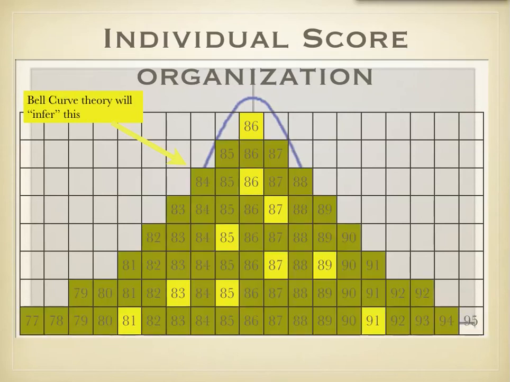Well, the bell curve theory would suggest you'd be able to infer this kind of distribution, even though you only had a few of those scores that you were able to collect. So the bell curve is a way to understand the shape of a data set, of all the elements in that data set, just by sampling a few elements, a few of those representations from the sample.